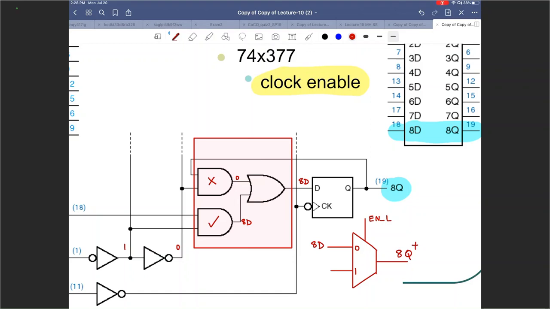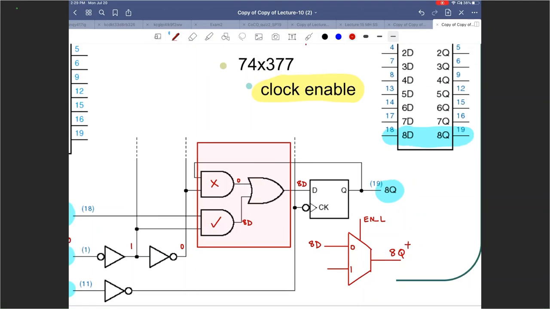The next state of the 8th bit output of this register will be 8D when enable underscore L is 0. That means enabled. Output is able to change in this case. Output 8Q plus, the next state, is going to equal 8D, the new input.